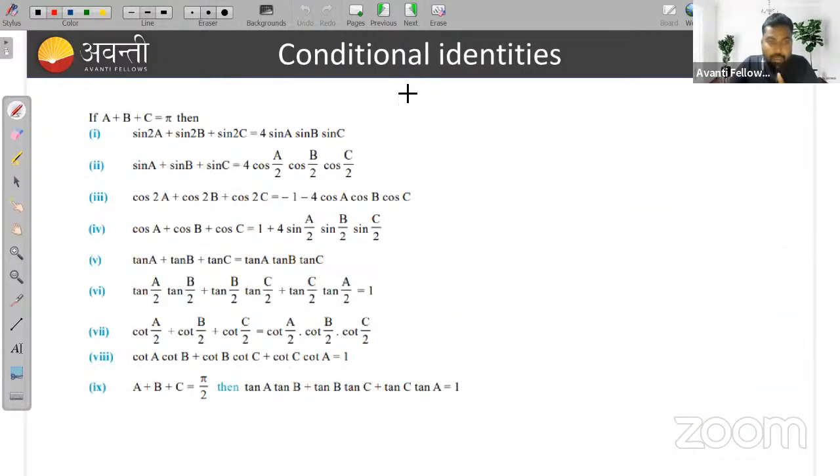Here you have some conditional identities. If a plus b plus c is equal to pi, you need to remember all these identities. If a plus b plus c is equal to pi, then sine of 2a plus sine of 2b plus sine of 2c is 4.